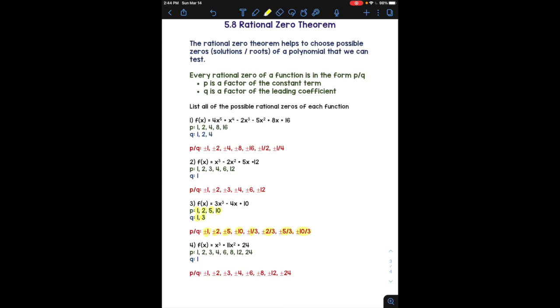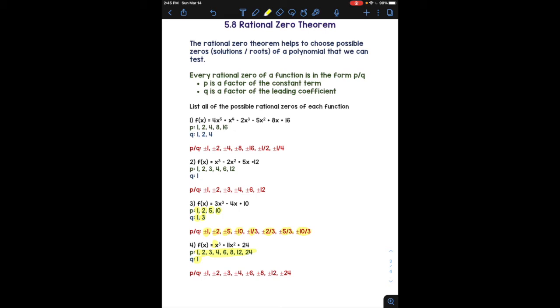And problem number 4, similar to problem number 2, q is just 1 since the leading coefficient is 1. So our list is basically just the positive and negative values of our p list, because everything in the p list divided by 1 is itself. Now, how are we going to use this list to now find actual solutions? These are all possible solutions.